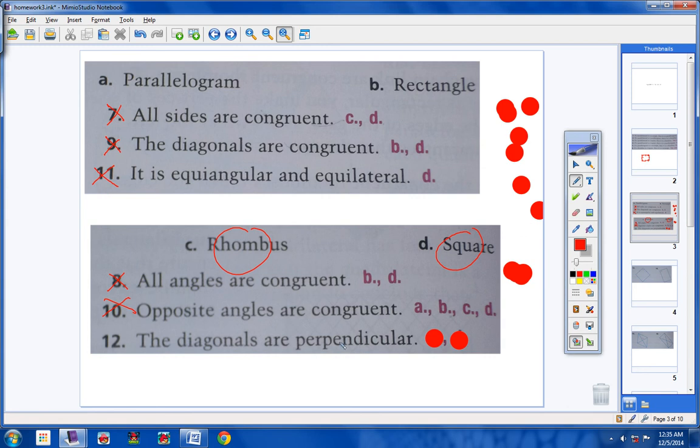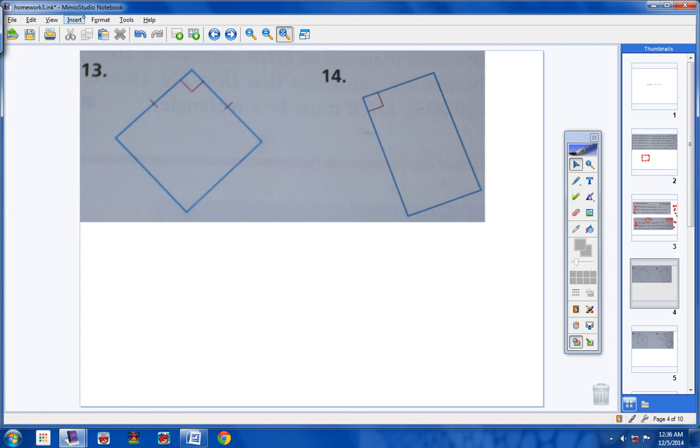And then number 12, the diagonals are perpendicular. Well, the only ones we know about that would be a rhombus and a square. A rhombus and a square have diagonals that are perpendicular, so C and D. Okay, moving on to numbers 13 through 16.